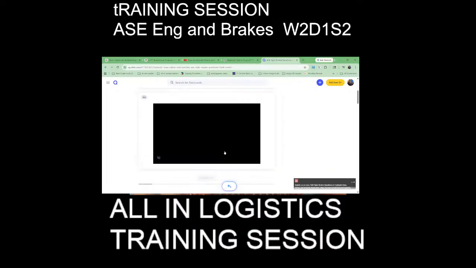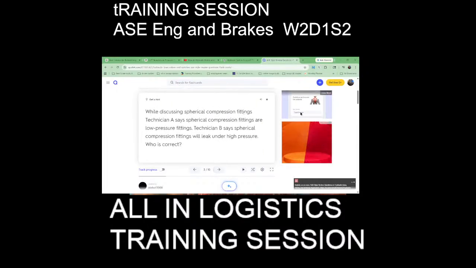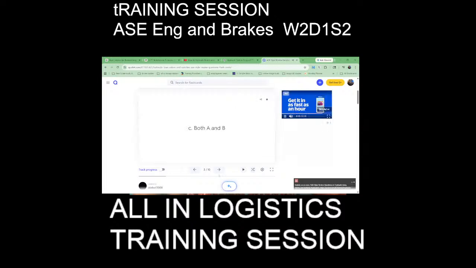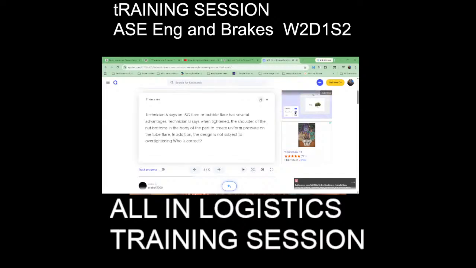The dreaded commercial. Right, let's go. While discussing the flares, Technician A says the angle is for low pressure fittings. Technician B says it requires special tools and processes for flaring. Technician B says that ISO and SAE flares are interchangeable. Who is correct? Technician A says an ISO flare or bubble flare has the body of the part.